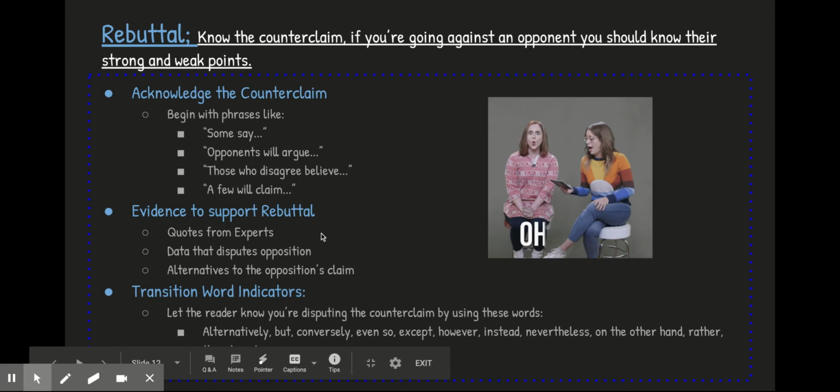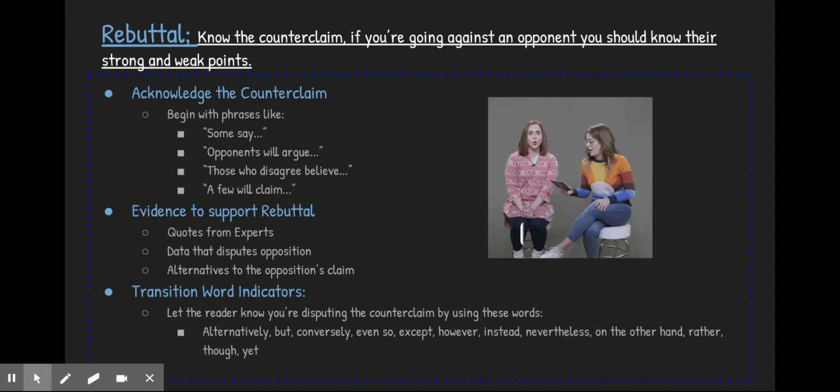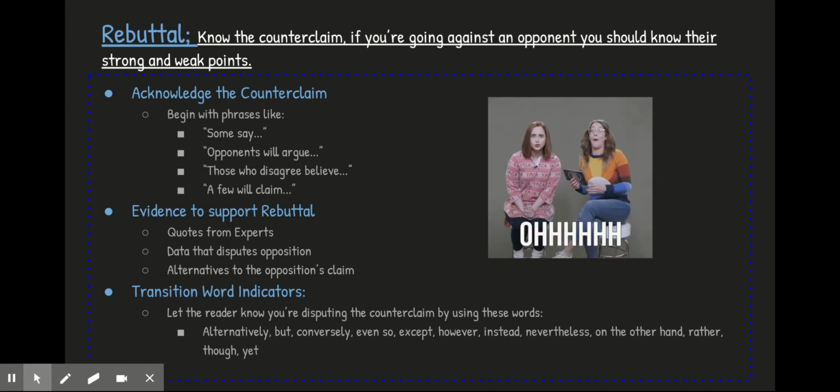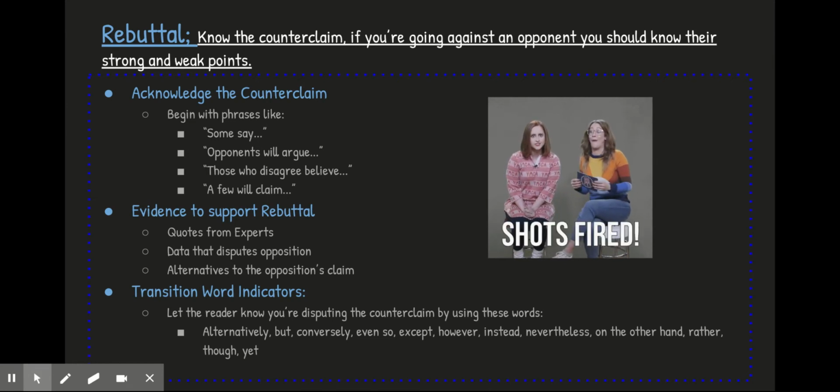You guys have way more facts and evidence than what you already need, because for each one of your reasons, you were supposed to find 3 to 4 facts. You've only used 2 of those at this point in time. Pull something from the resources you already have. Or if you can't find one that makes sense to go along with your rebuttal, go find another one.